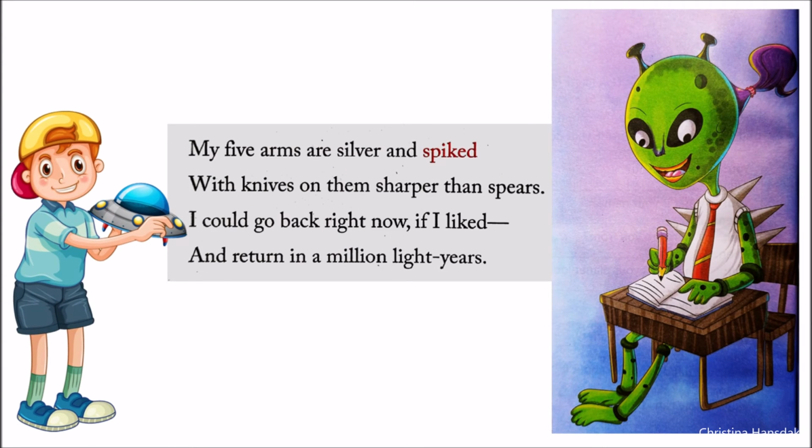In the third stanza of the poem, the poet tells us that the Marrog has 5 arms, all silver but spiked and with sharp knives on them. He could choose to return to Mars when he likes and then returns after a million light years.